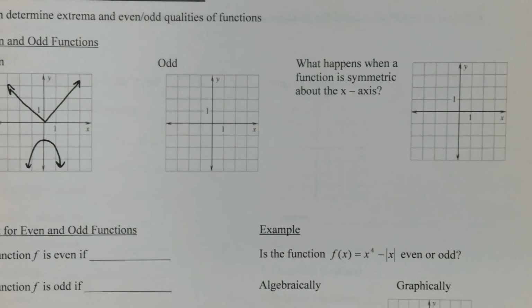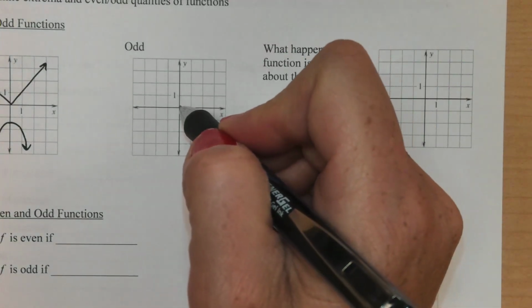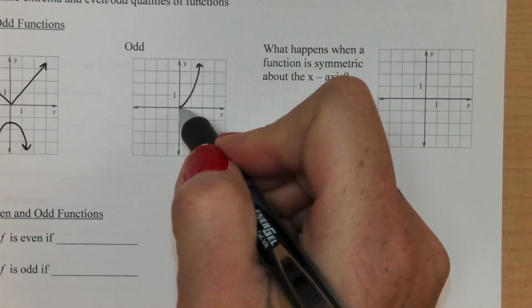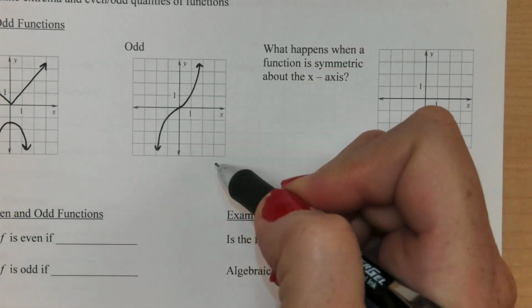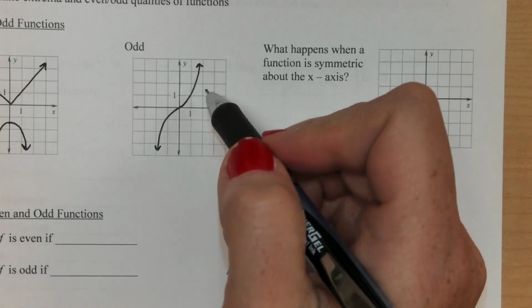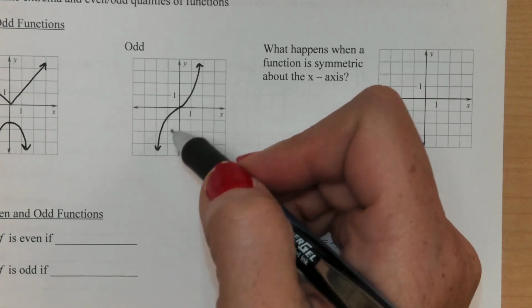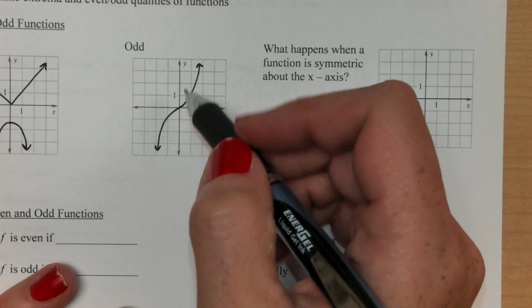Odd functions are symmetric around the origin, which means if I have one piece in the upper right-hand corner, then I have to have a matching piece in the lower left. So they have to be diagonal from each other and then mirror images of each other. So that's an odd function.